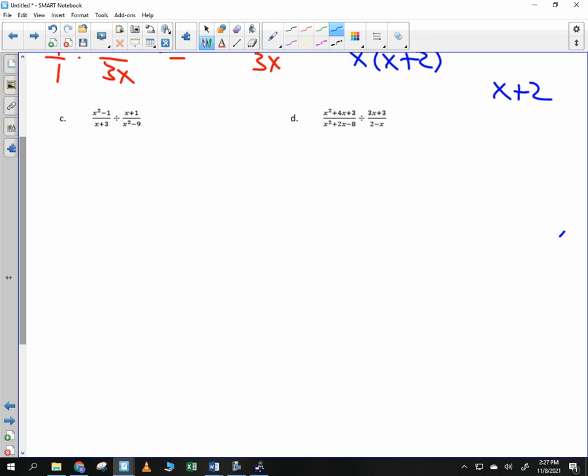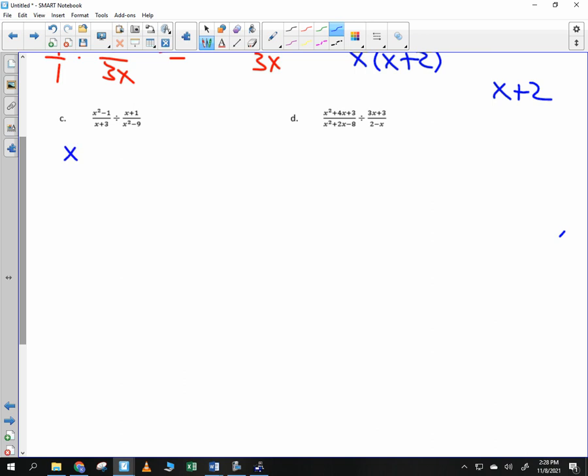This is not factored. Let's do crazy math. Everybody ready for crazy math? X squared's gone. X is gone. Negative 1 and 1, that makes 0. And 3 and negative 9 make negative 6. I've got 0. What's up? Completely false, right? 100%. So let's multiply by the reciprocal.